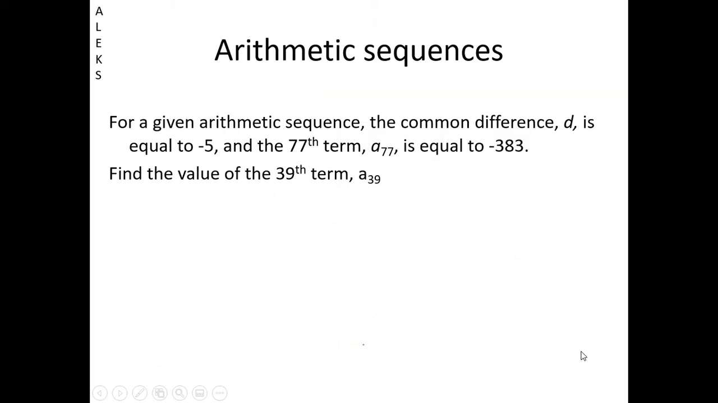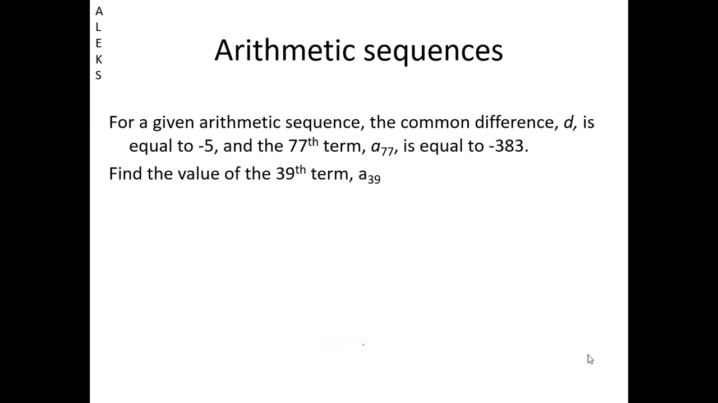All right, so for an arithmetic sequence, we have a common difference, d, of negative 5. So we know what d is, and we know the 77th term, a sub 77, is negative 383, and we're asked to find the 39th term. So how could we do that?